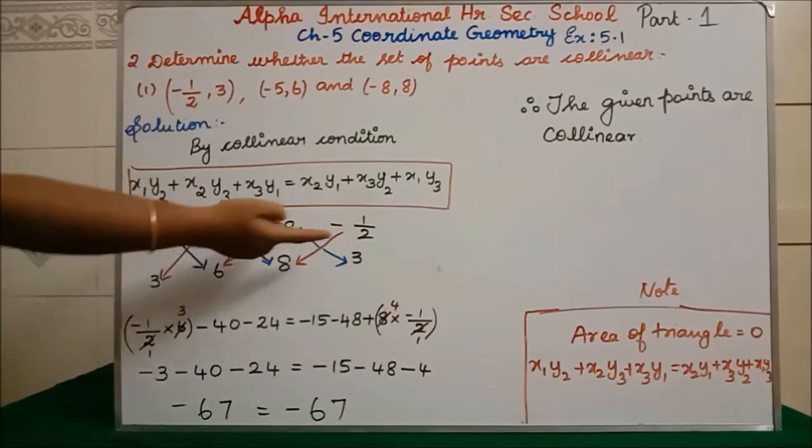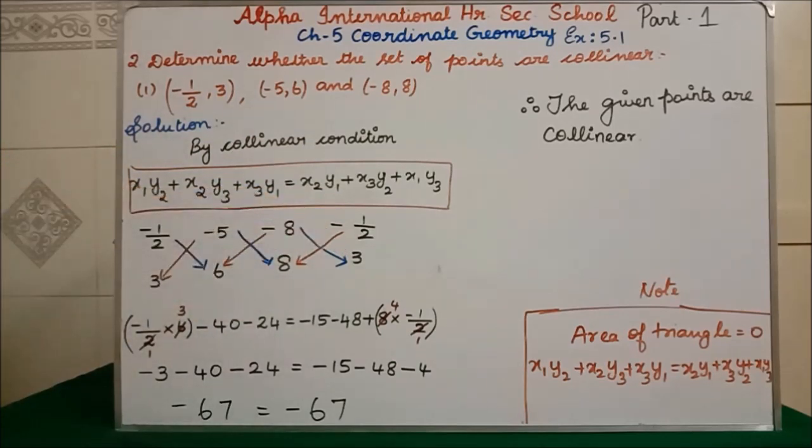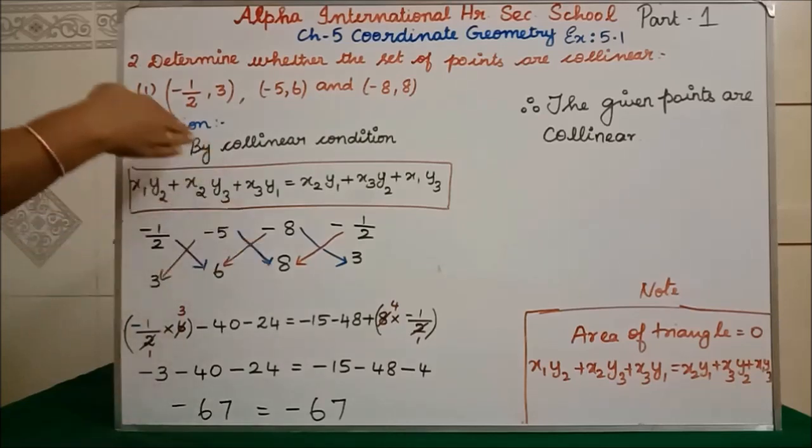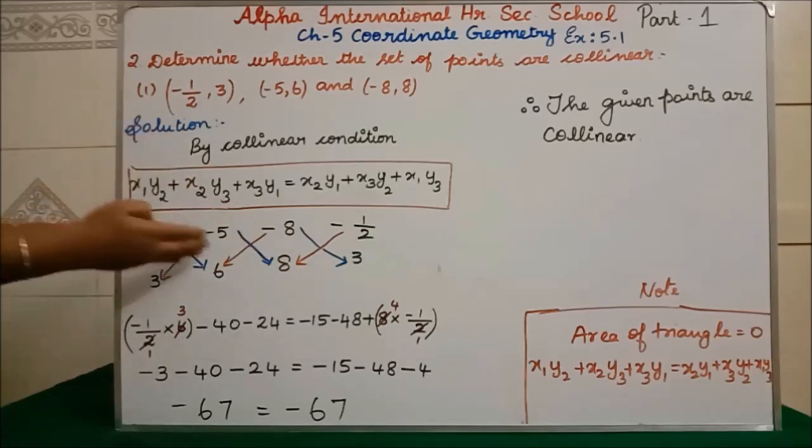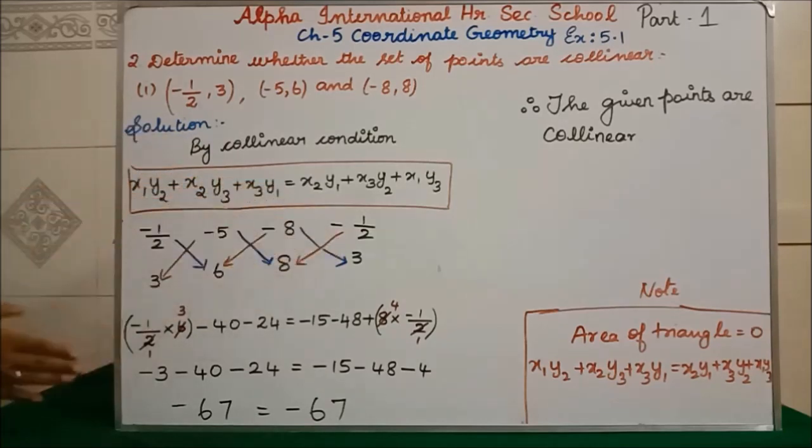Minus 1 by 2 comma 3. Afterward, the same method that we did for the area of a triangle, the same only we are going to do here also. First, you are going to put one side arrow mark, which is from left to right, left to right, left to right. Now don't see the red arrow mark.